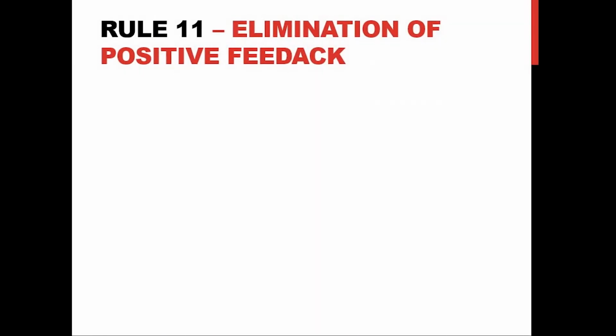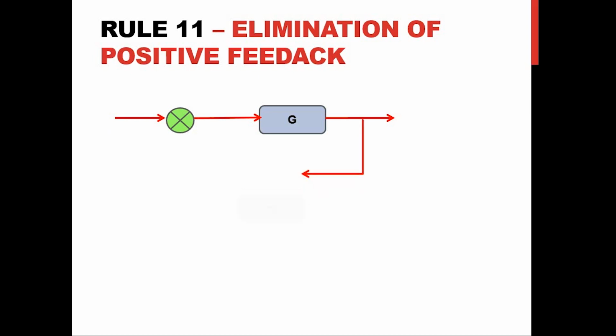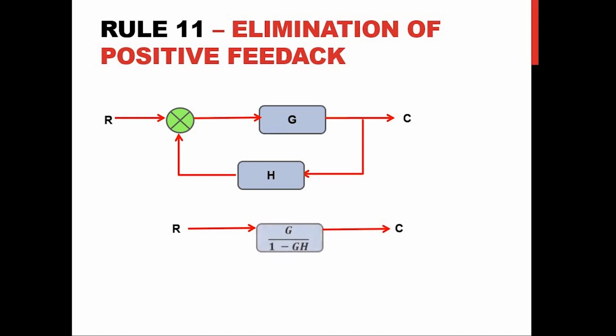Rule number 11, another important rule, elimination of positive feedback. For the same case, we have a block called G, and we have a summing point for which we are going to give a positive feedback. Feedback value is H. So input is R, output is C. Now for the same input R and same output C, we should have a single block in between this input and output whose value should be G by 1 minus GH.